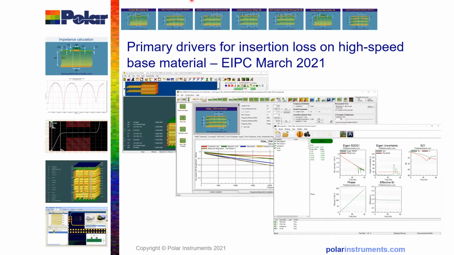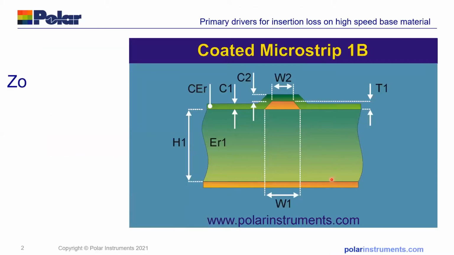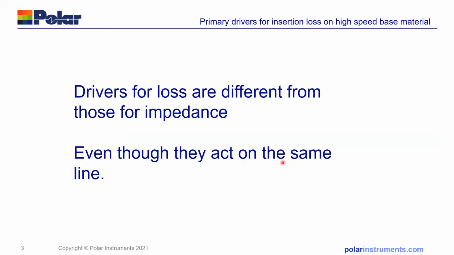But I always like to get back to basic principles, and if we look at what we're used to dealing with, the drivers for impedance, rather than insertion loss, are the dielectric constant of the base material, the width of the trace, and the height of the trace above the substrate. So that's the main things to get the characteristic impedance of a transmission line correct. But if you're looking at getting the insertion loss, you have to look at different parameters. They act on the same line, but they're very different from those for impedance.